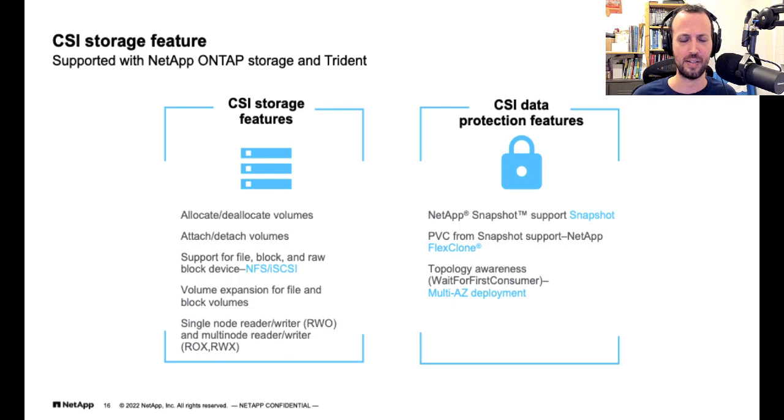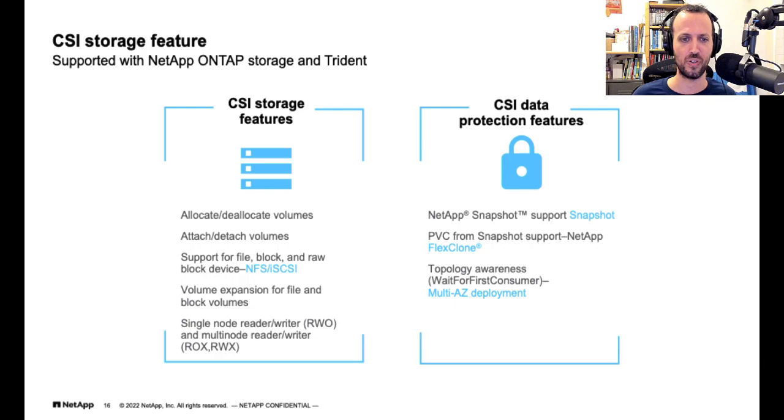So when creating this connection between an EKS cluster, or any Kubernetes cluster, with FSx for NetApp ONTAP, which CSI features am I getting? Actually, every single one of them, or at least 99% of them. So you get to do storage allocations and deallocation. You can do attach and detach, so attaching the storage to the containers and the servers that run the containers. You get file, block, and raw block devices for your applications. So these are the three types of storage that Kubernetes supports. You can do that with NFS or iSCSI.